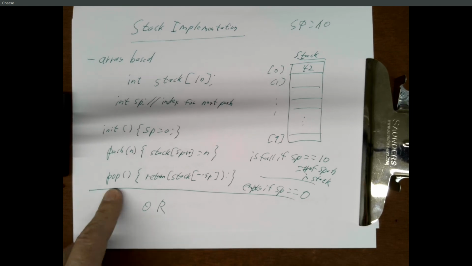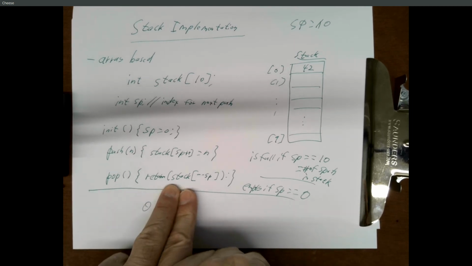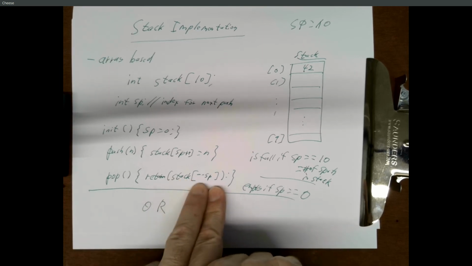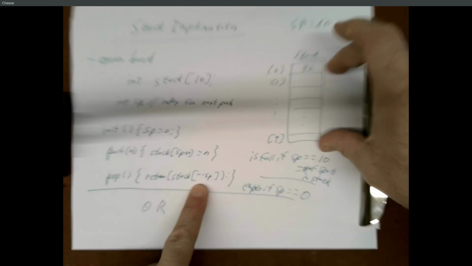And if we're trying to pop, check to see if SP is equal to 0. If it is, say we got a stack underflow. Right? If we don't do that, we're going to decrement SP to -1 and try to reach stack bracket -1. That might be a seg fault. It's certainly outside our stack.